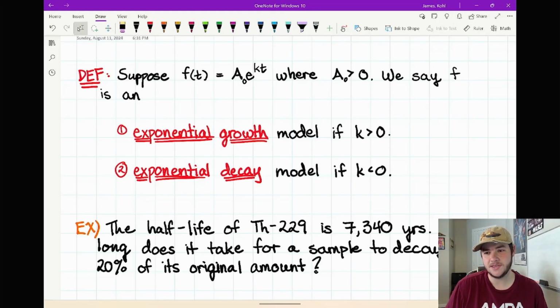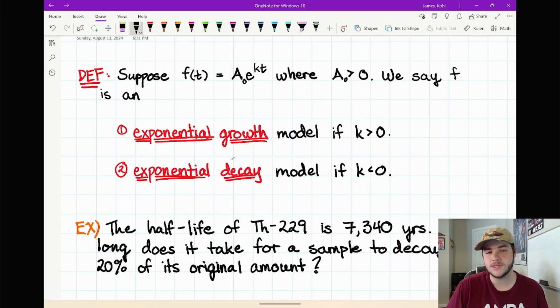Suppose that f of t is equal to a naught e to the kt, where a naught, a subscript 0, is some positive number. This is what we call an exponential growth or decay model. Exponential, coming from the fact that I've got e to some power of my variable. Growth, if that coefficient on our variable is positive. Decay, if it is negative.